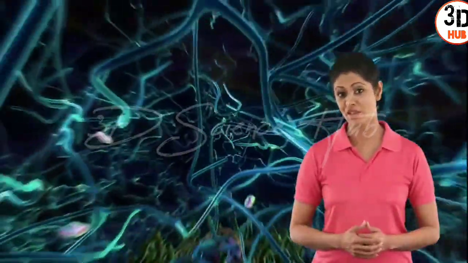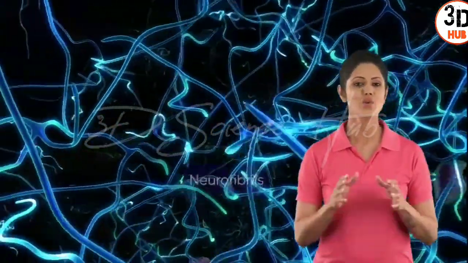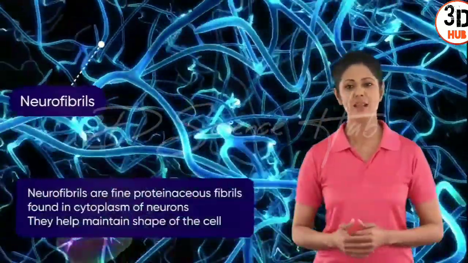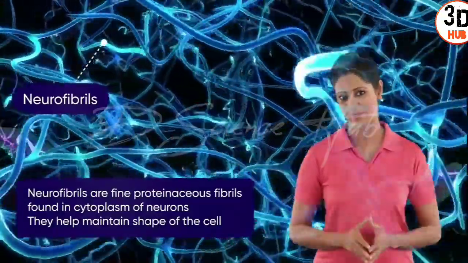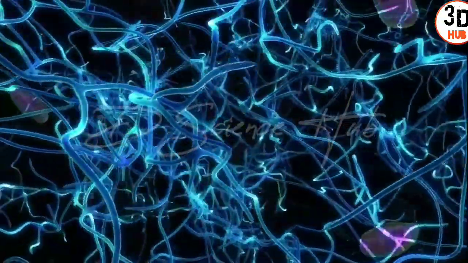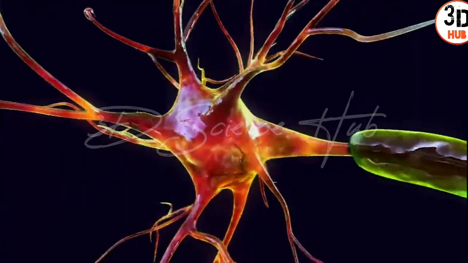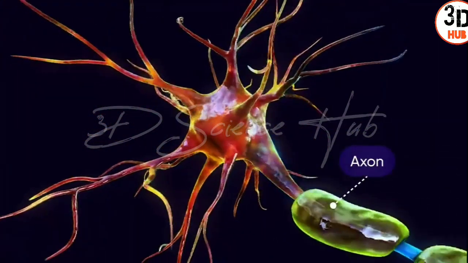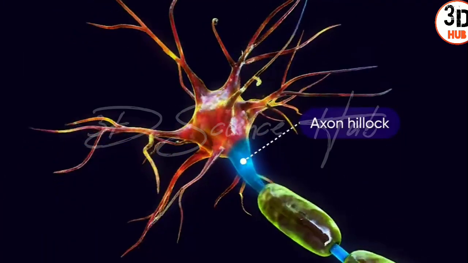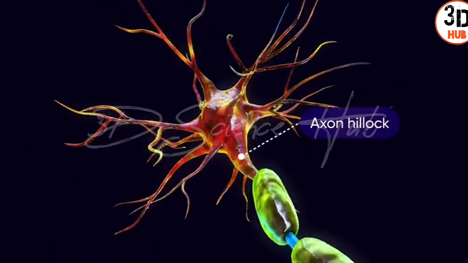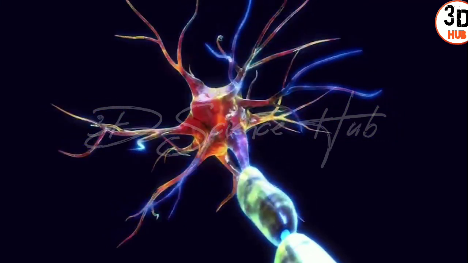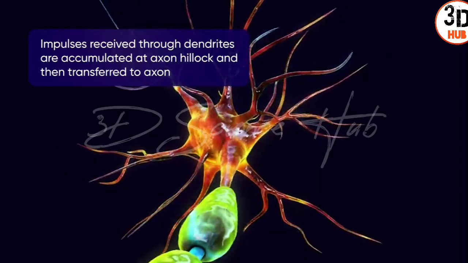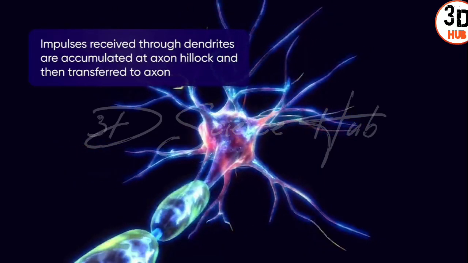Another characteristic feature of nerve cells are the neurofibrils, which are delicate thread-like structures that help maintain the shape of the cell. The part of the cell body or cyton from where the axon emerges is a cone-shaped structure known as the axon hillock. At the axon hillock, impulses received by the dendrites are accumulated and then transmitted through the axon.